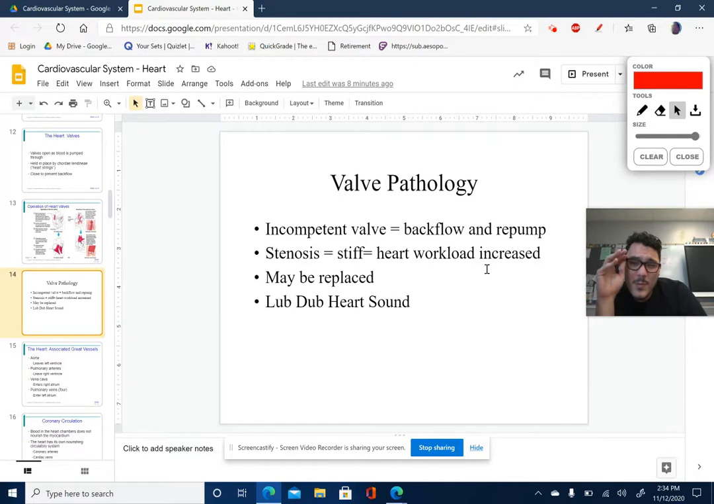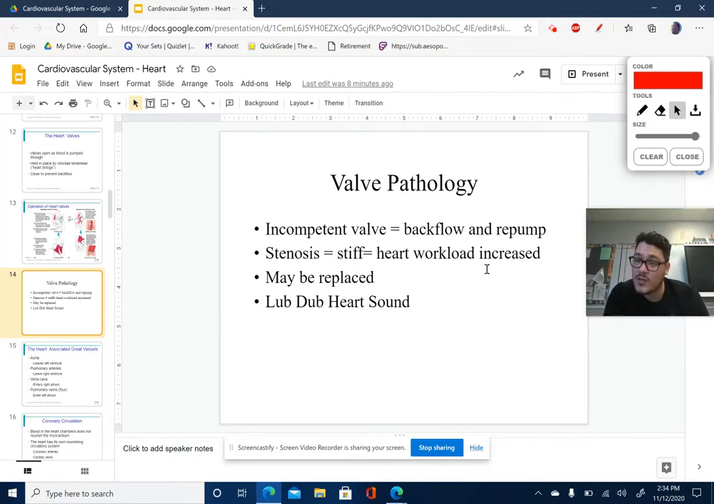So let's talk a little bit about some pathology. What happens if there's a problem? Well, in the case of an incompetent valve, so in the case where there's a valve that's malfunctioning, it can cause backflow and thus cause a repump. Backflow is literally where blood goes in the opposite direction that it should have never gone. And then a repump, in the instance that blood goes in the opposite direction, the heart is then forced to squeeze again. It's a quick, back-to-back pump.